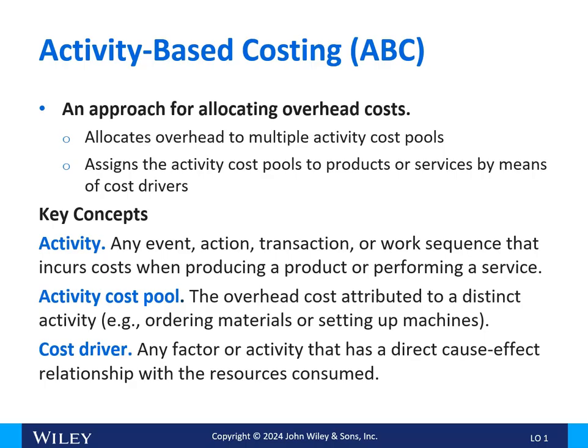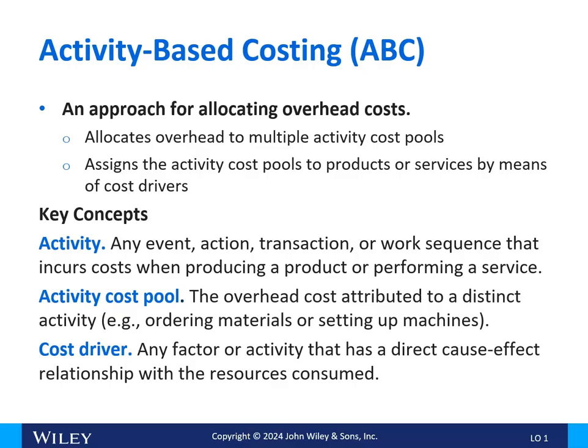So activity-based costing is an approach for allocating overhead costs. It allocates overhead to multiple activity cost pools. So instead of just looking at the total overhead, we're going to break it down into different cost pools. Then we're going to assign the activity cost pools to products or services by means of cost drivers. So similar to what we saw with the predetermined overhead rate on a factory-wide basis, we're going to have a cost driver for each cost pool, get a rate, and then apply the cost to the products using that rate and that activity base.